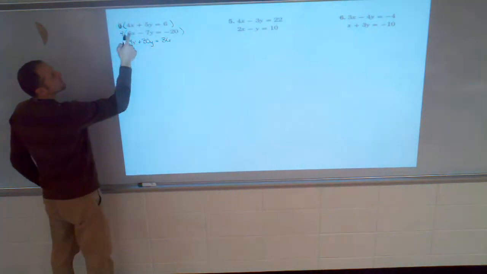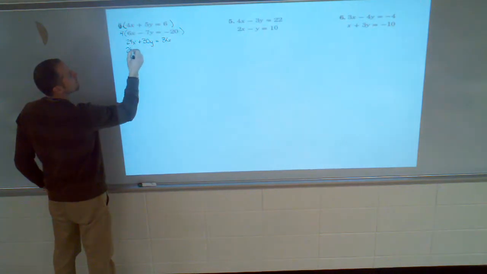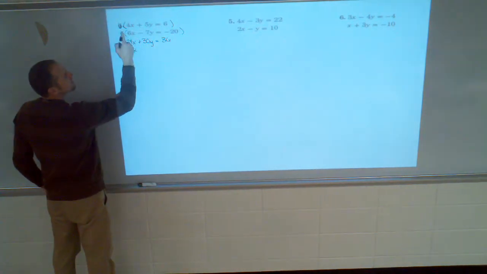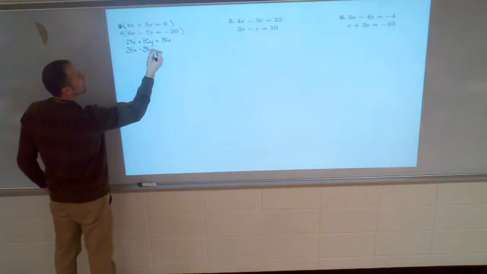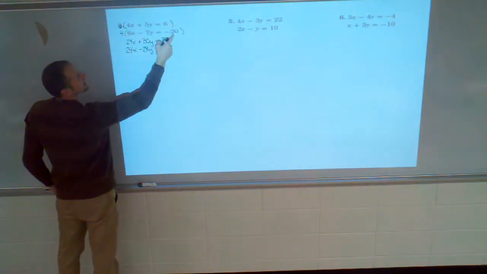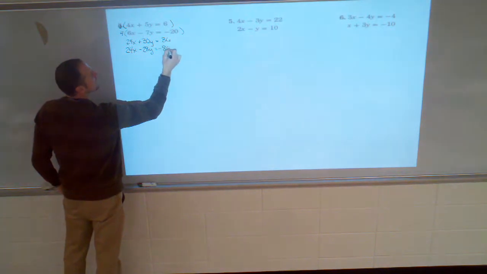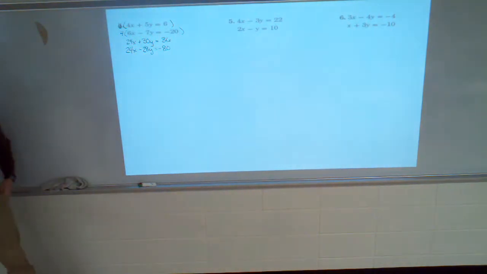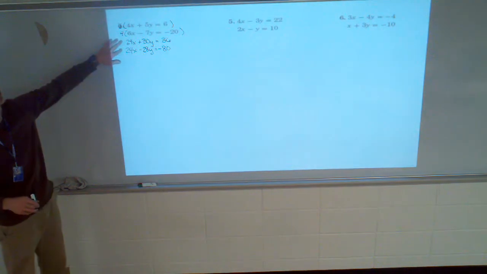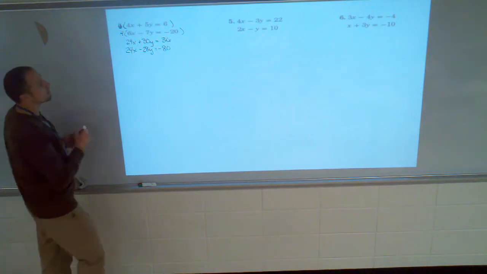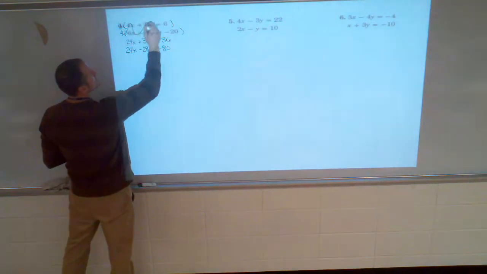On the bottom, 4 times 6 is going to be 24x. 4 times negative 7 is negative 28y. And 4 times negative 20 is going to be negative 80. Now, these numbers are big. The bigger they get, the more uncomfortable we get. Alright? But just learn to be comfortable with them. I'm going to come back and I'm going to cross out these equations.